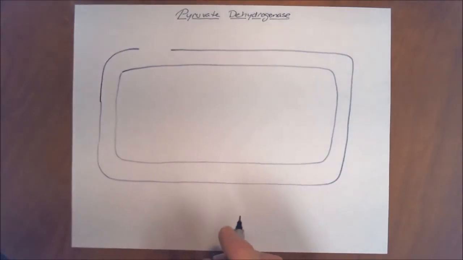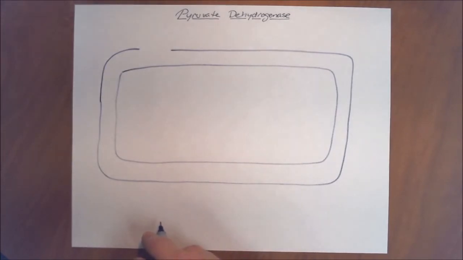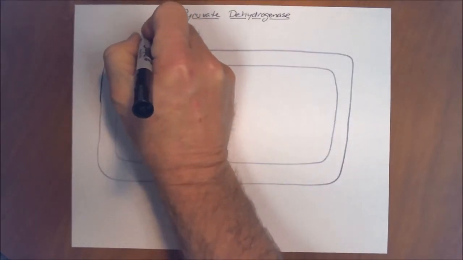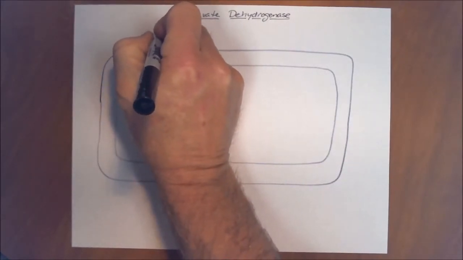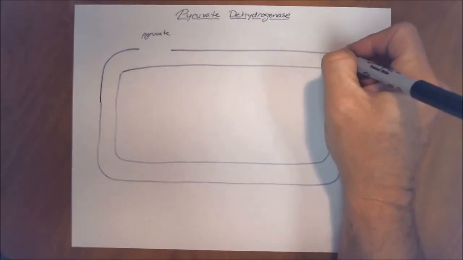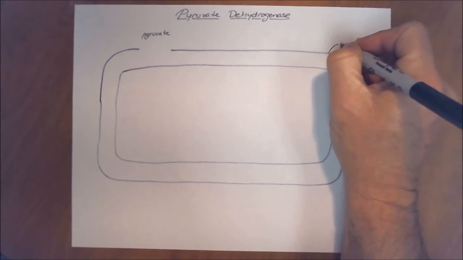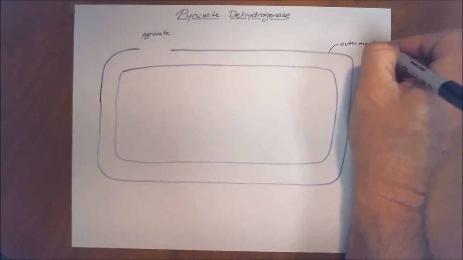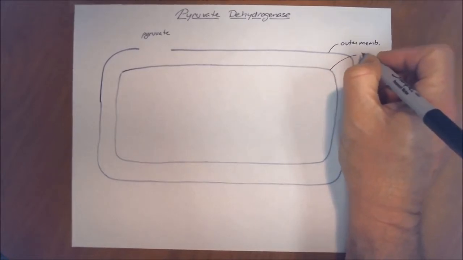Okay, let's take a look at the pyruvate dehydrogenase enzyme and the activity that it performs in the mitochondria. The first consideration we have to make is, how do we get pyruvate into the mitochondria? Remember, the mitochondria has a double membrane. This is the outer membrane. This is the inner membrane.